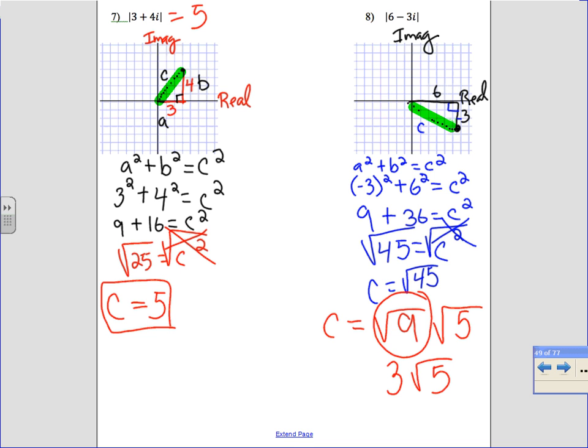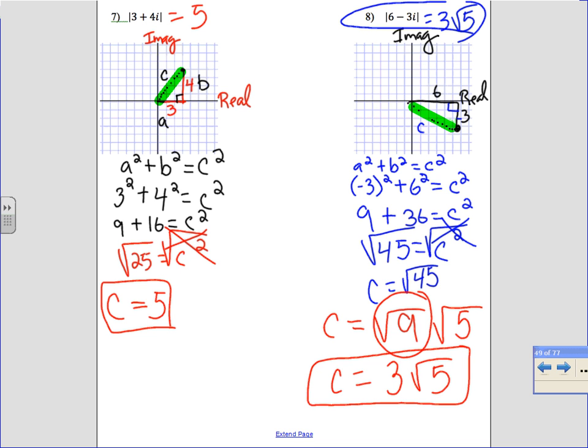So we know that the distance from 0, which is the same thing as saying the hypotenuse, is 3 square root of 5. And I'm going to write that back up here. The absolute value of the complex number 6 minus 3i is 3 square root of 5. So just like we did in the first lesson and second video, you need to make sure that you are simplifying the radical completely. Do not change it to a decimal.